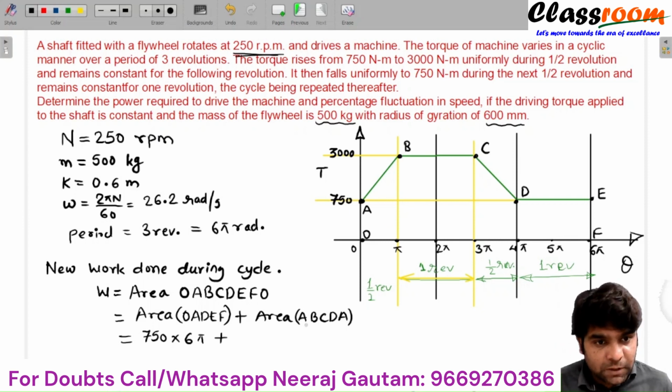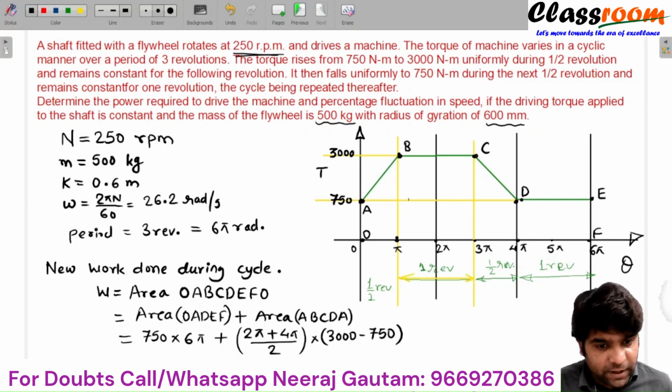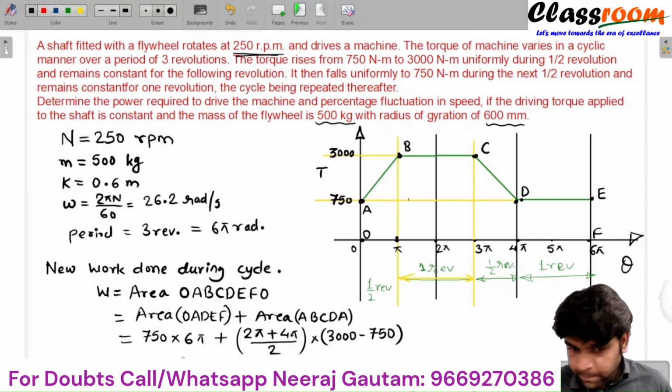and the area of the trapezium is the average of these two sides. BC length is 2 pi and this AD length is 4 pi. So 2 pi plus 4 pi divided by 2, the average of parallel sides, into the distance between these two parallel sides, that is 3000 minus 750. So this is the area of the trapezium. Okay, now I will calculate this. Finally, the value of this area, total work done during the cycle, is 11,250 pi Newton meters.